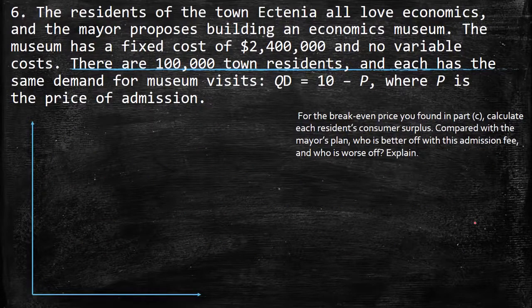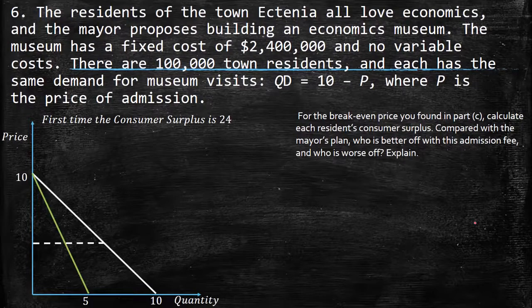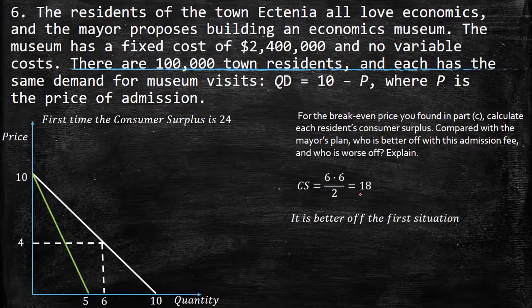Then they say, for the break-even price you found in Part C, calculate each resident's consumer surplus. Compare with the mayor's plan: who is better off with this admission fee and who is worse off. Explain. So here, first time, the consumer surplus is 24, as we represented before. Now this is the new case, where the price is 4, then the quantity demanded for each consumer is going to be 6, then it's going to be 6 times 6, which is the high. This is going to be 36 over 2, which is going to be 18.